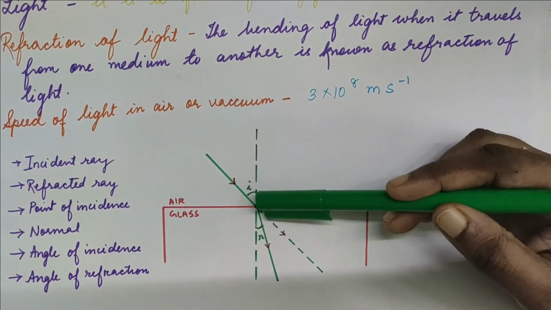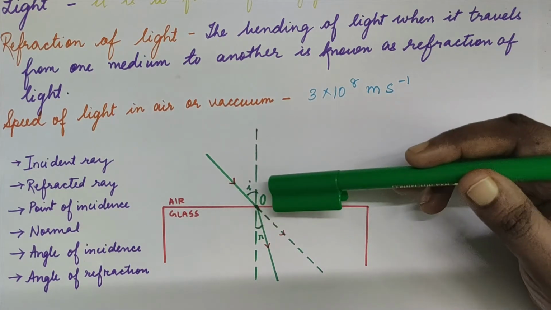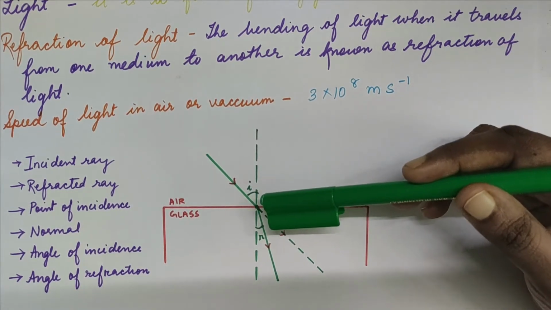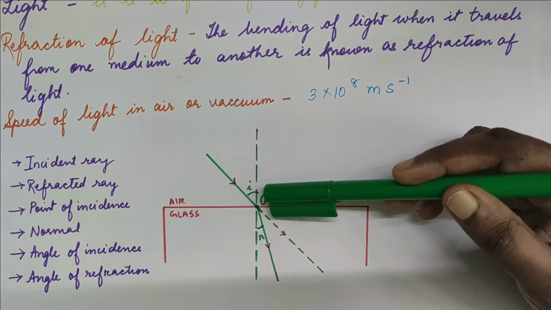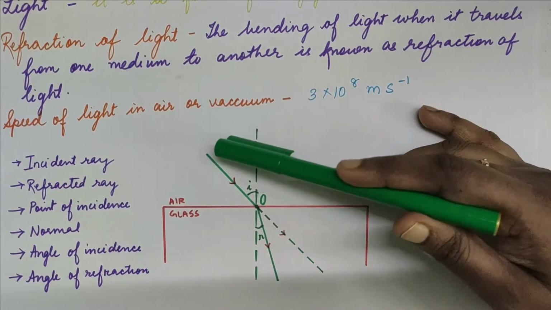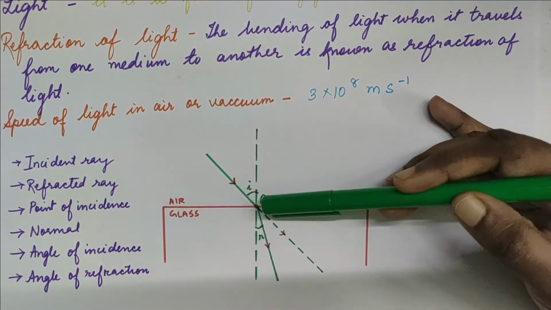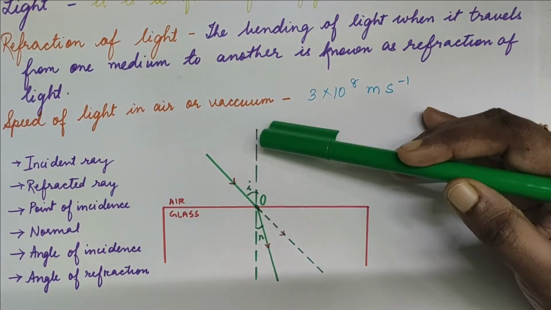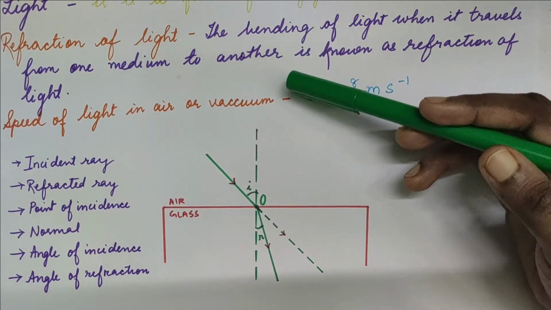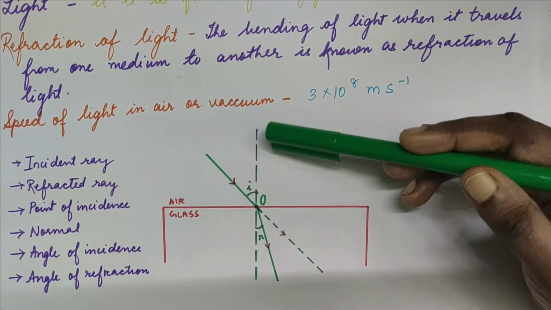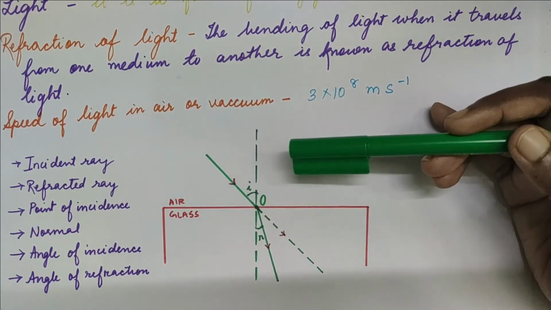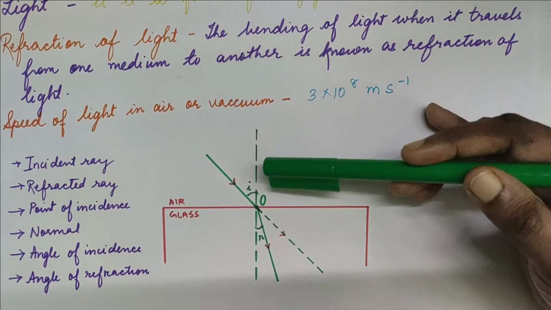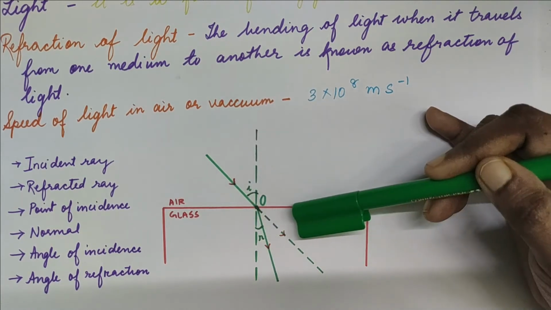And then we have a point of incidence O, and the point O on the boundary from where the incident ray is entering into the second medium is known as a point of incidence. And there is a normal here. This line is actually an imaginary line which is perpendicular, and it is also passing through the point of incidence, as you can see, and this is at 90 degrees to the surface.